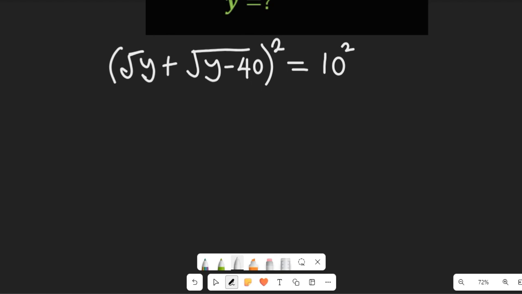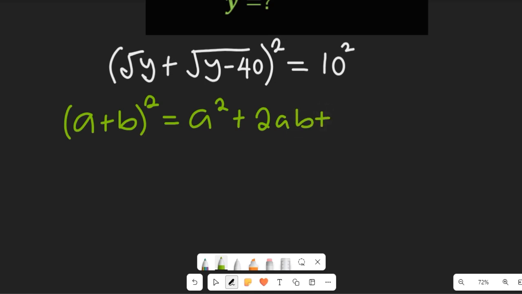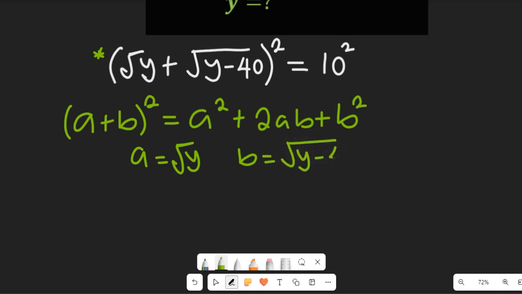Now recall that if you expand (a plus b) squared, this is going to be a squared plus 2ab plus b squared. So in that case, if this equation is similar to that, we'll have our a equal to the square root of y, and we'll have our b equal to the square root of y minus 40.